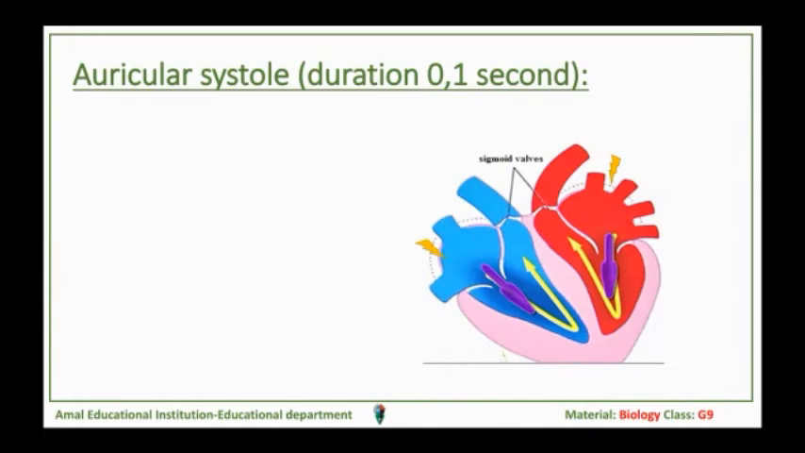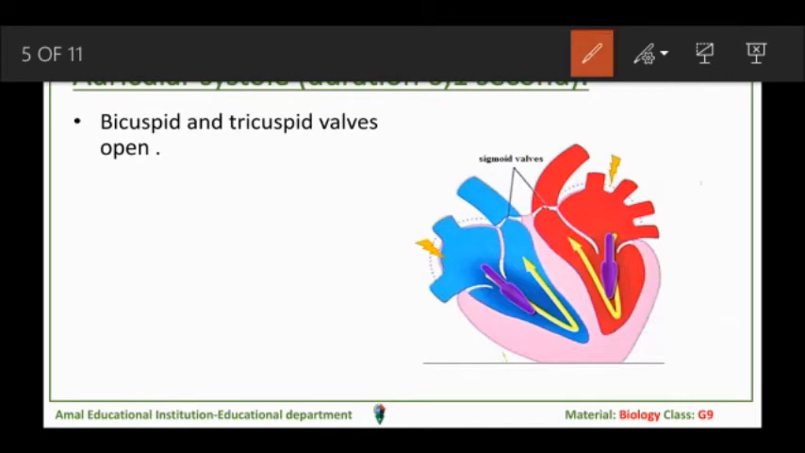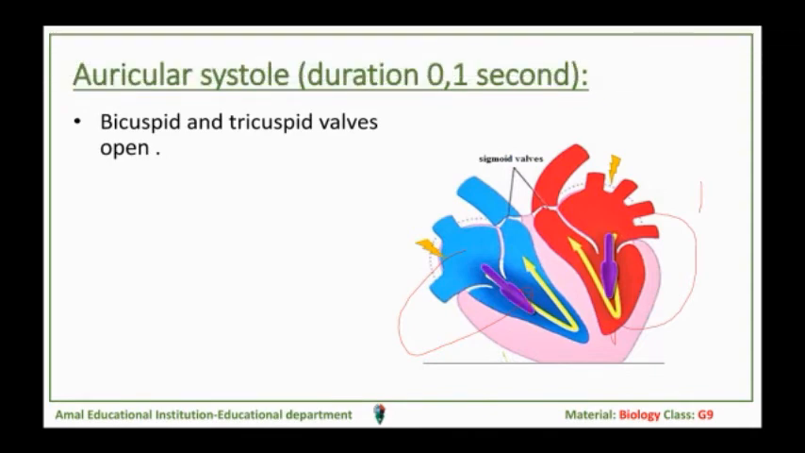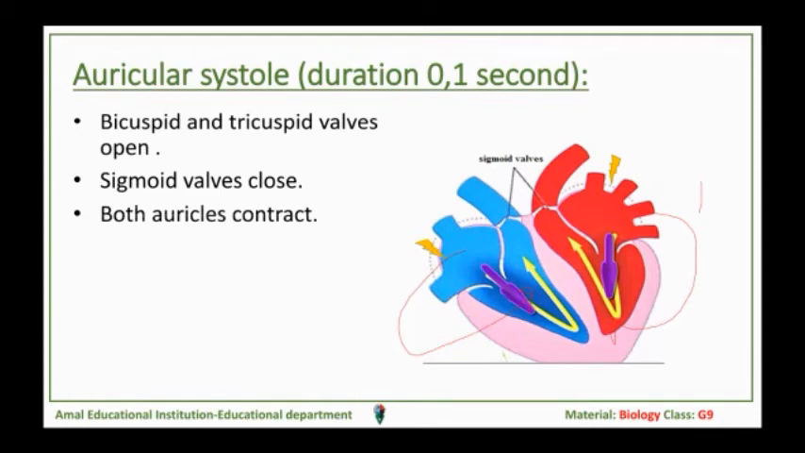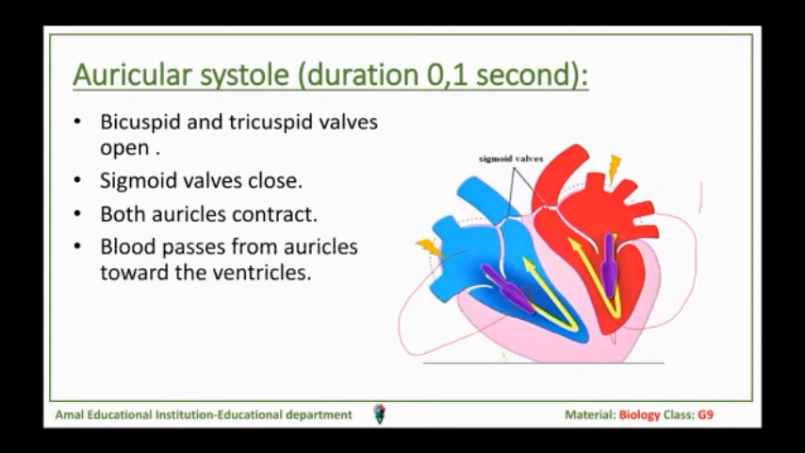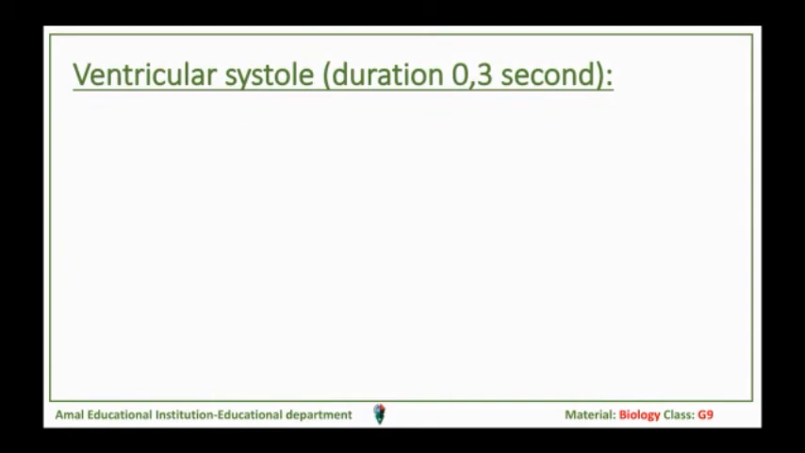Auricular systole has a duration of around 0.1 second. As I said, the blood is pushed from auricles to ventricles. In this case, the bicuspid and the tricuspid valves for sure will open to permit the passage of blood. Then the sigmoid valves close because there is no need for them to be opened. Both auricles contract, pushing the blood from auricles to ventricles. So blood passes from auricles to ventricles. Now the blood is in the ventricles.